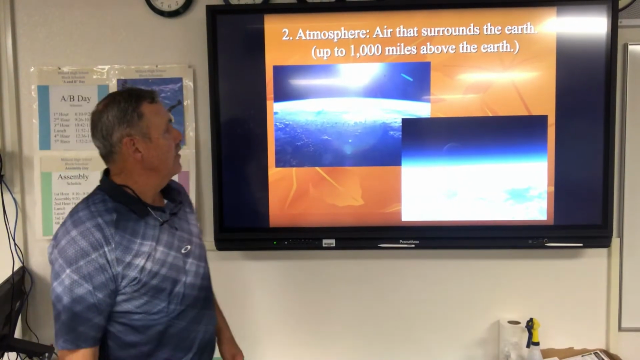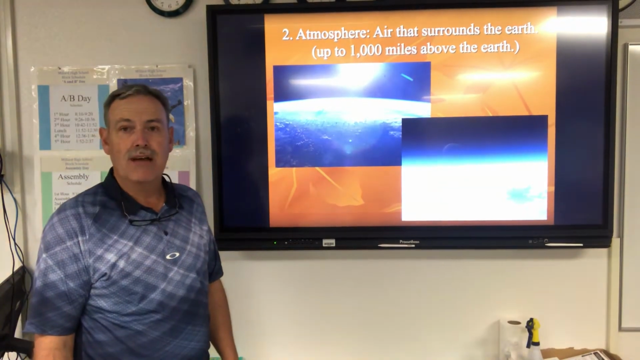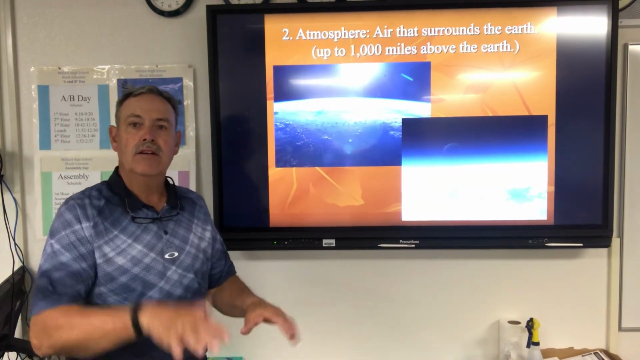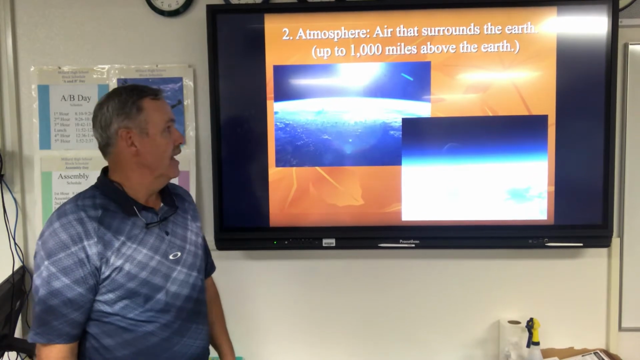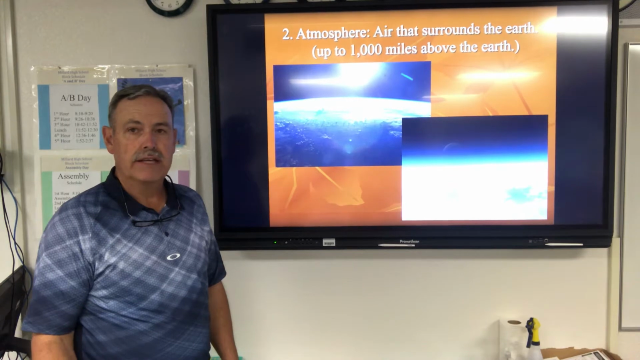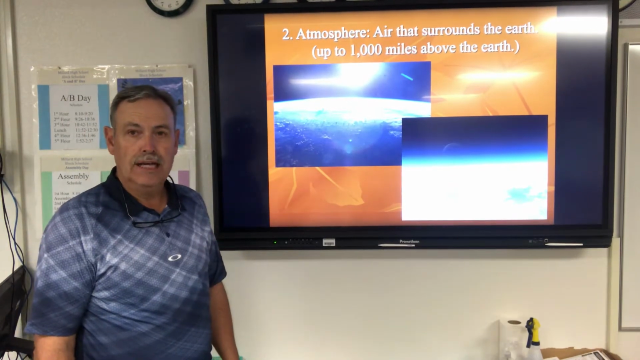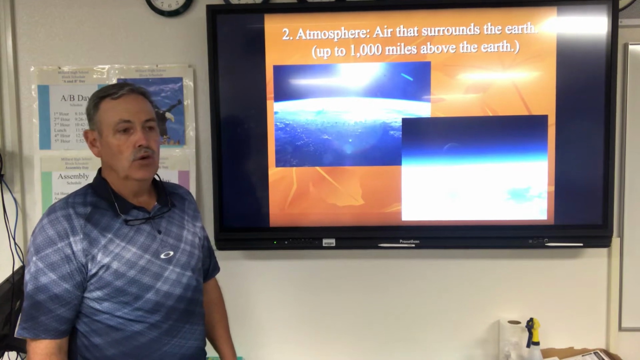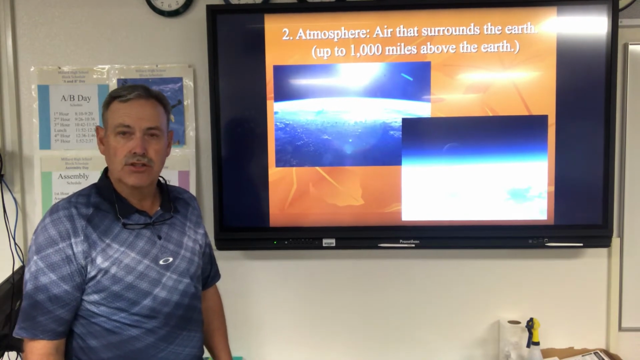Okay, the atmosphere is the air that surrounds the Earth up to about 1,000 miles. So where we're at right here, up to 1,000 miles above the Earth, is the atmosphere. And of course, as you get higher in elevation, the air gets less dense. And as a result, it gets much colder as you go up higher. If you are jumping out of an airplane, and you're at a certain elevation, you would need oxygen.